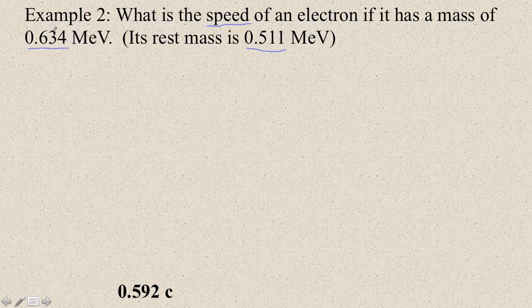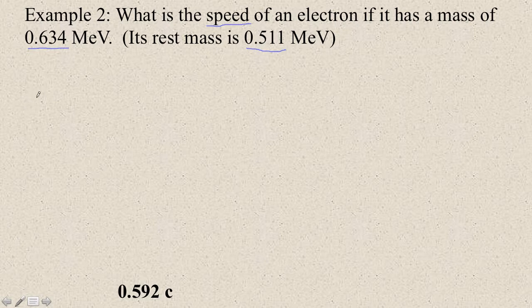Remember, we can actually figure out by simple subtraction how much kinetic energy it has. We can just subtract that. The kinetic energy is 0.123 million electron volts. That's how much more mass it's gained. I'll talk more about that later. Okay, let's just solve this as a simple thing.